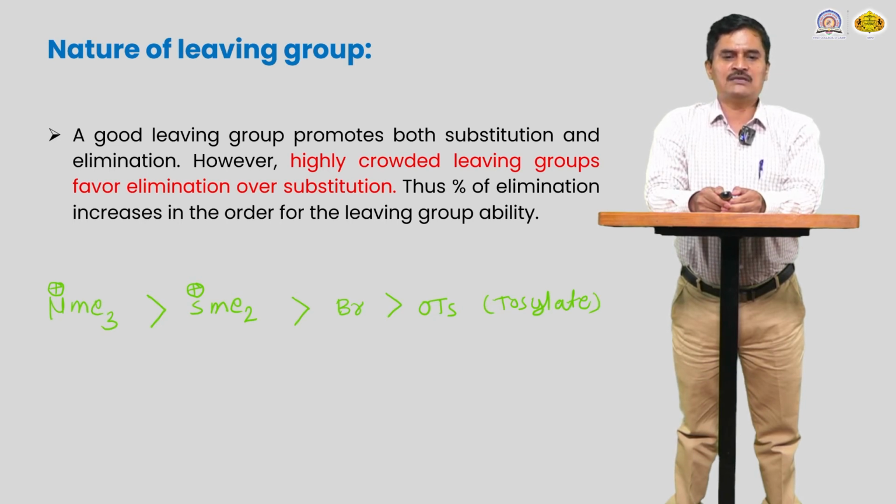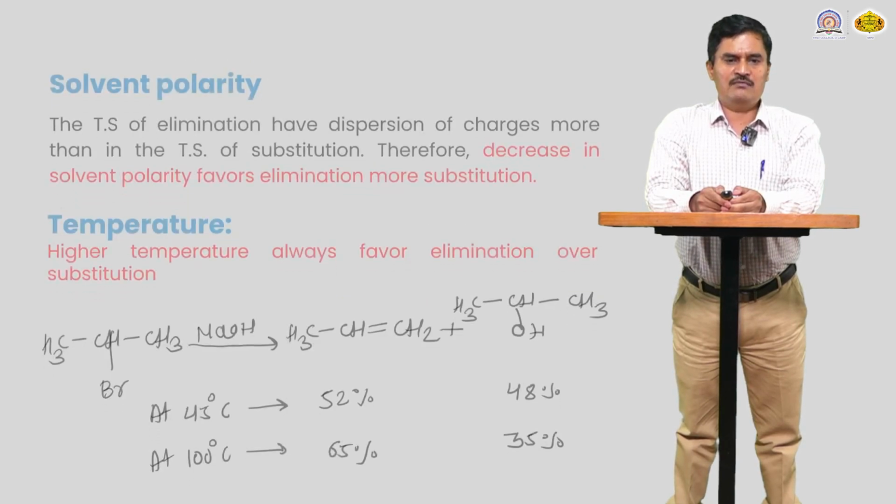Thus, the percentage of elimination increases in order for the following leaving groups. For example, N-Me3, meaning quaternary methyl, then SMe2, then bromine, tosylate. So if we use NMe3, then the elimination product is more as compared to the substitution product. And if we use tosylate, then the substitution product may be more as compared to the elimination product.